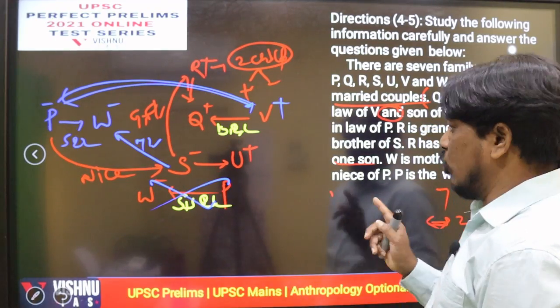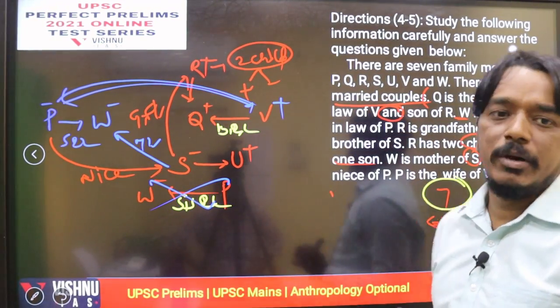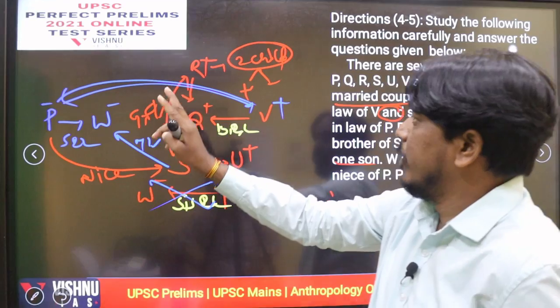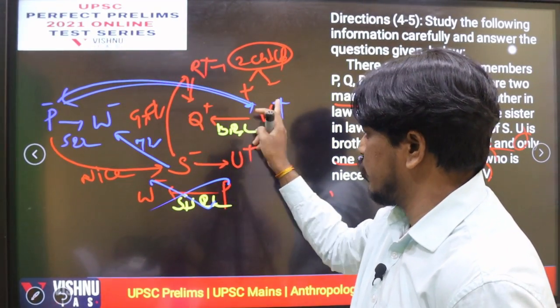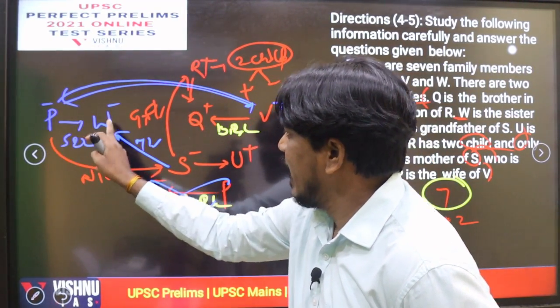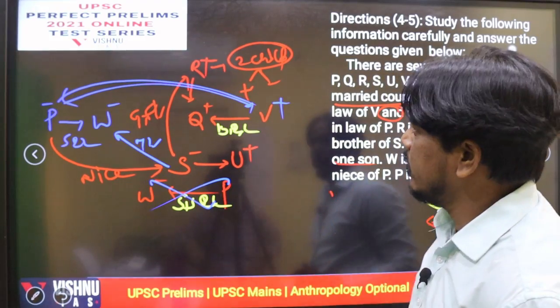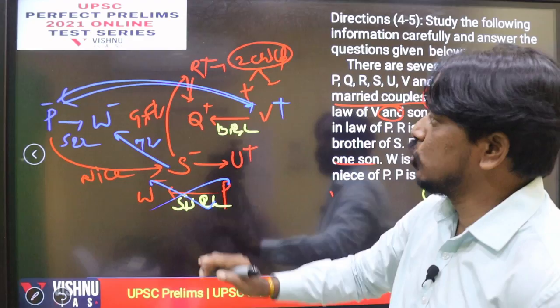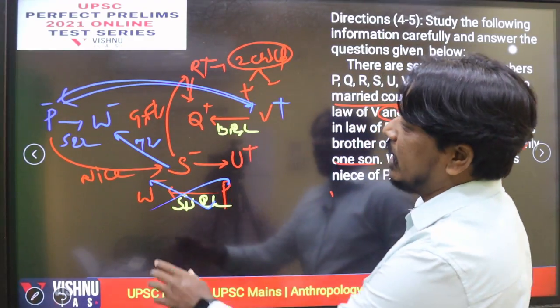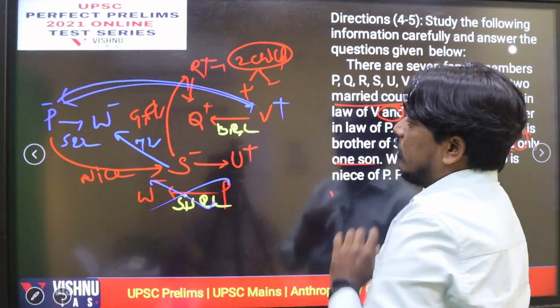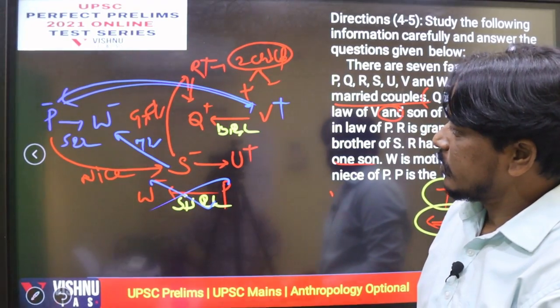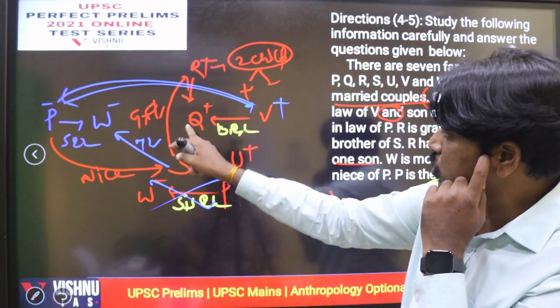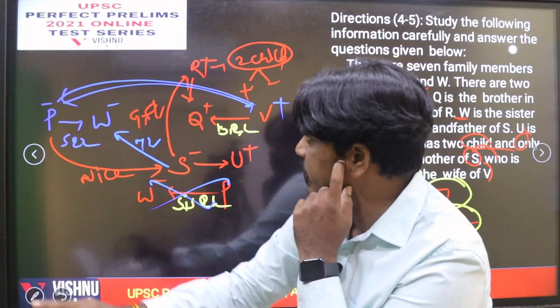But if you observe, what are the total conditions? Total 7 members should be there. We have to verify whether we got 7 members: 1, 2, 3, 4, 5, 6 and 7. Total 7 members are there. Clear? Now particularly 2 couples should be there. So 1 couple we have already taken, P and V. Clear? Right. 1, 2, 3, 4, 5, 6, 7 members are there.